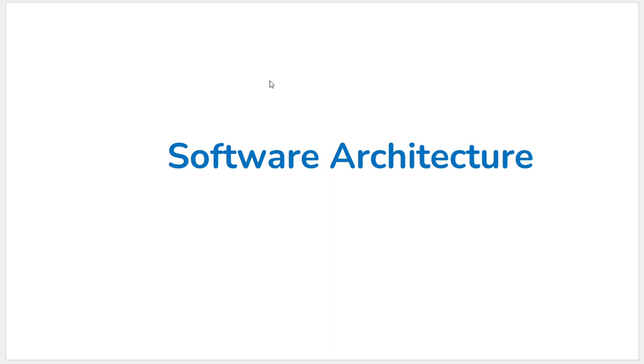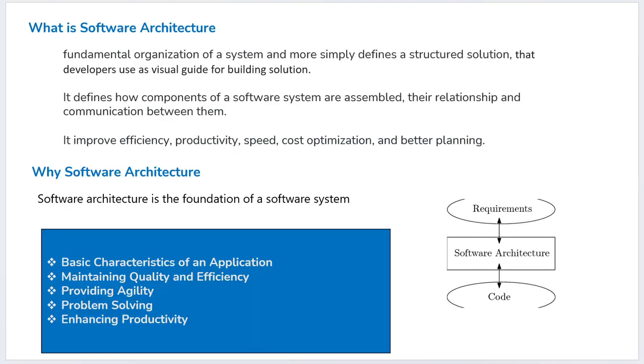So software architecture defines the fundamental organization of a system and, more simply, defines a structured solution. It defines how components of software systems are assembled, their relationships, and communication between them, and it serves as a blueprint for the software application and a development basis for the development team. Okay, so why do we need software architecture?